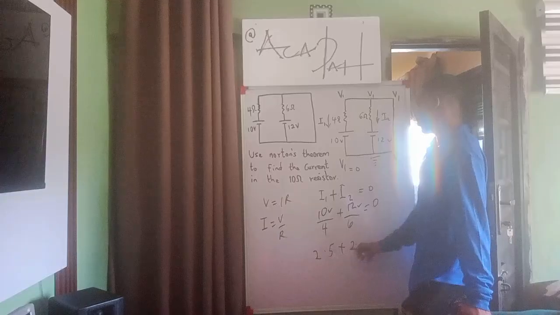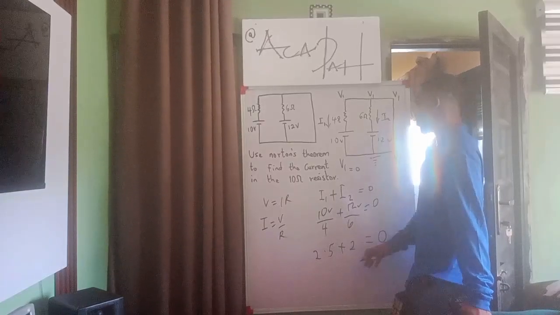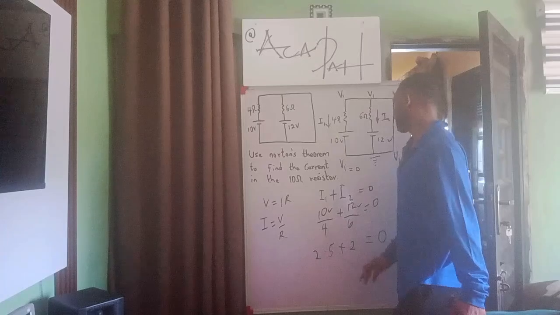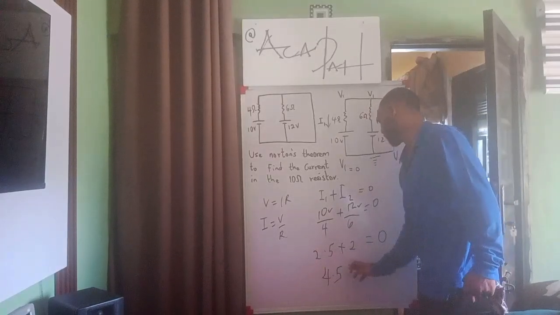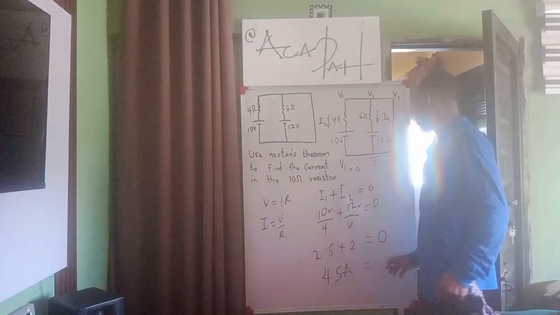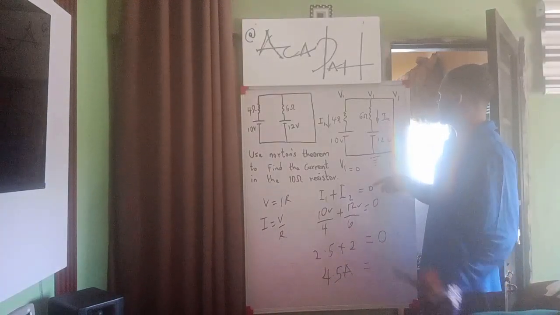2.5 plus 2 is equal to 0. That is the total current equal to 0. So this is going to be the same thing as saying 4.5 amps equals 0. That is equal to total current. But I don't want you to just call this 0.